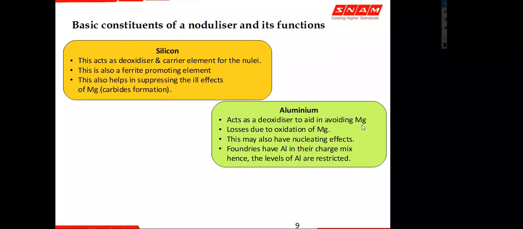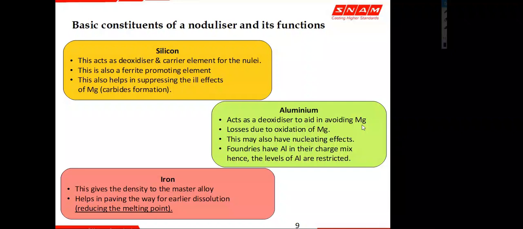Then comes aluminum. Aluminum is a better deoxidizer. As we know, aluminum forms aluminum oxide, and in the same way it avoids magnesium getting lost as magnesium oxide, so losses due to oxidation of magnesium are reduced. Aluminum also has nucleating effects similar to silicon. But there is a catch: aluminum in excess can lead to other defects, like pinhole formation in the castings. So care must be taken that the amount of aluminum required in the casting is finalized, and accordingly the alloy selection is done.